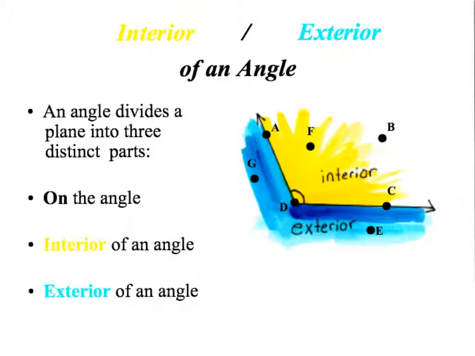So we're going to wrap up our lesson on angles by distinguishing between the interior and the exterior of an angle. An angle divides a plane into 3 distinct parts. So whenever you have an angle, you can have points that are actually on the angle. They're just on this angle itself. You can have points that are on the interior of this angle, which is this yellow section here. And you can have points that are on the exterior of the angle, which would be out here, section that is in blue.